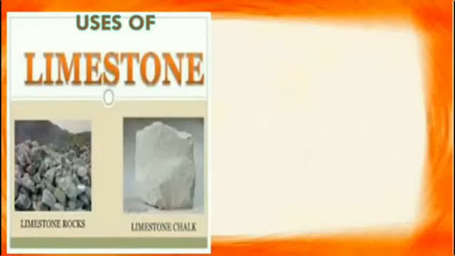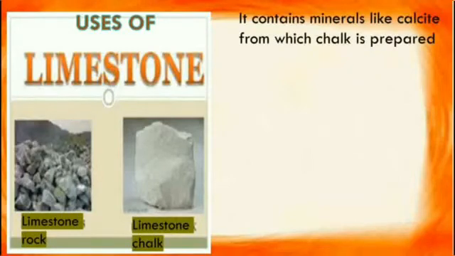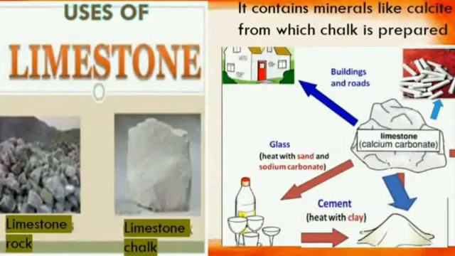Moving on to the next type of sedimentary rocks, that is limestone. Limestone contains minerals like calcite. It is used in making chalk, as well as in making of buildings. Then it is used in making of glass. It is used in making of cements, and also it is used in extraction of metals from the ores.